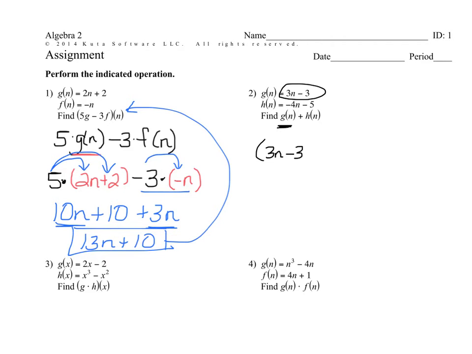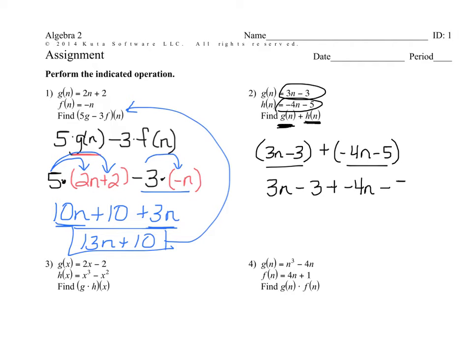And then I'm going to add h of n. So h of n is this negative 4n minus 5, so negative 4n minus 5. And then you have parentheses, and I like using parentheses to show that I replaced the g of n and the h of n. Then I can say, hey, there's g of n plus h of n. Now, if there's nothing outside the parentheses to distribute besides a positive, then you can just drop the parentheses, because positives don't change anything. And we'll have plus negative 4n, which is really minus 4n if you want to write it that way, minus 5.